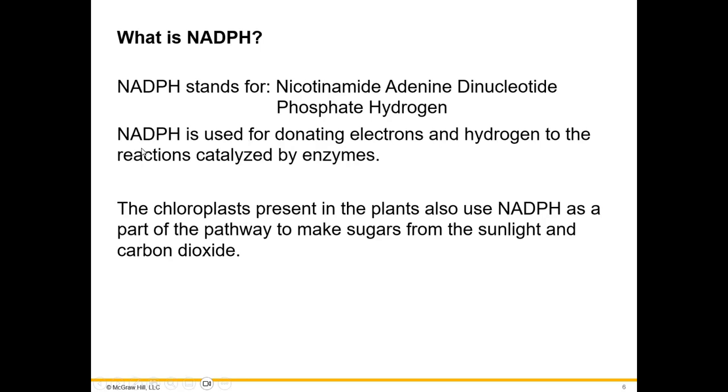So our NADPH is useful for donating electrons and hydrogen, protons, to the reactions that are catalyzed by enzymes. In this purpose, we are donating electrons for the purpose of photosynthesis. So our chloroplasts are present in plants and they use NADPH as a part of the pathway that's making those sugars from the sunlight and carbon dioxide.